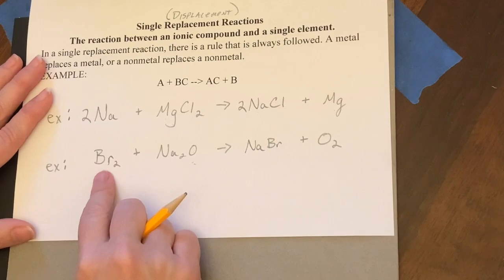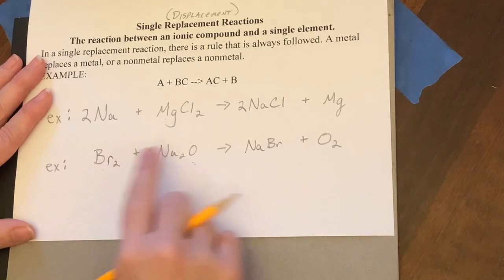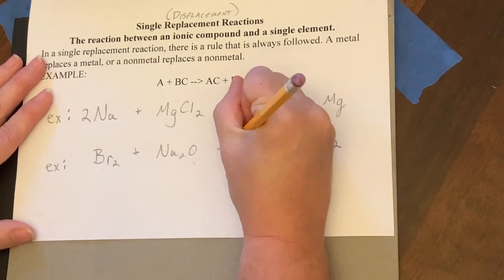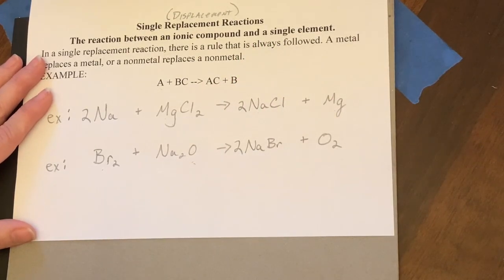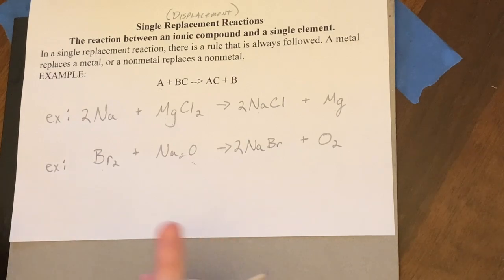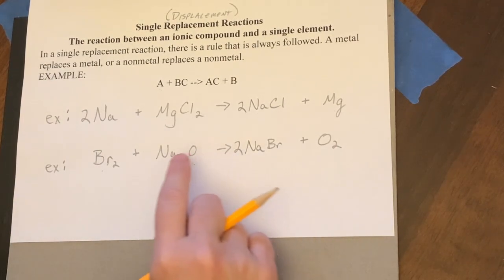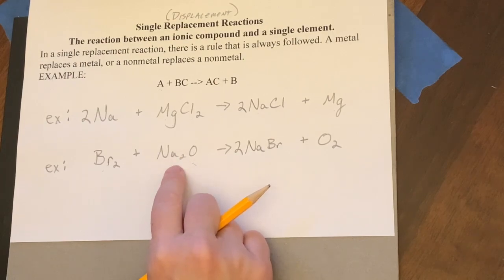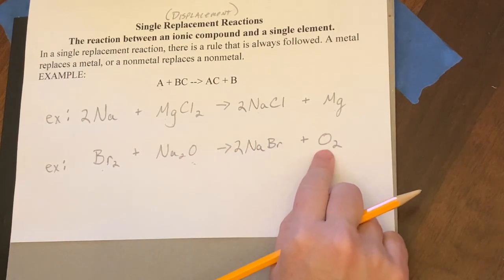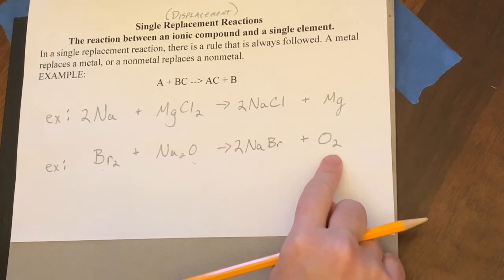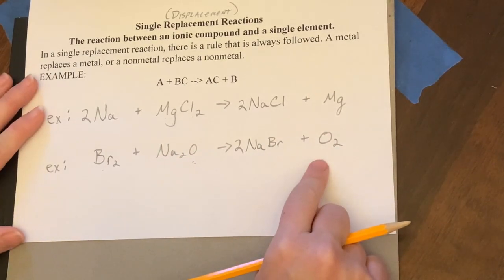All right, let's go to our second example. I have bromine on the left, okay, I have 2 of them, I only have 1 on the right. Can't change what this formula is, but I can say I want 2 of them. All right. Now I have 2 sodiums here. I have 2 sodiums here, looking good. I have 1 oxygen here, but I have 2 here. So that's going to be an issue.